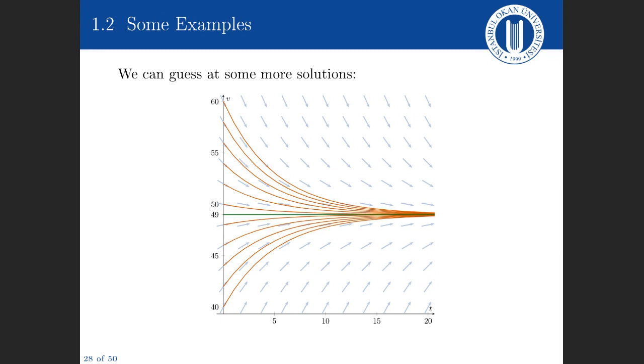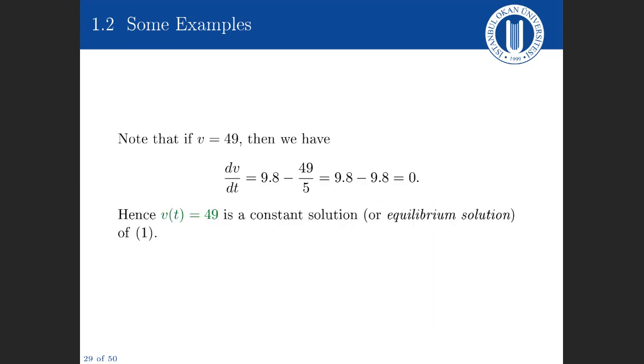You'll notice that somewhere in the middle, in this case at 49, there should be a constant or equilibrium solution. Note that if v is 49, then dv/dt is 9.8 minus v over 5, 9.8 minus 9.8, or 0. So the slope is always 0. In other words, v equal to 49 is a constant solution, or an equilibrium solution.